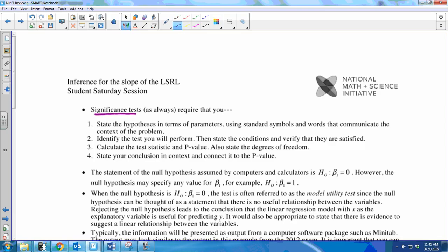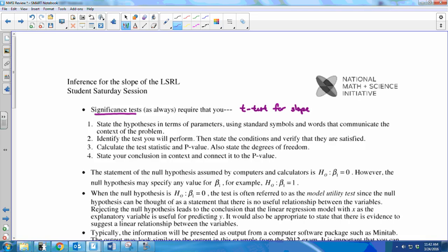So on the back of the front page, we're going to talk about hypothesis tests. In this case we're doing a t-test for slope, just like we did a t-interval for slope. If you're going to do a hypothesis test, there are 4 steps. You state your hypotheses, you check your conditions, you do the mechanics, you write a conclusion.